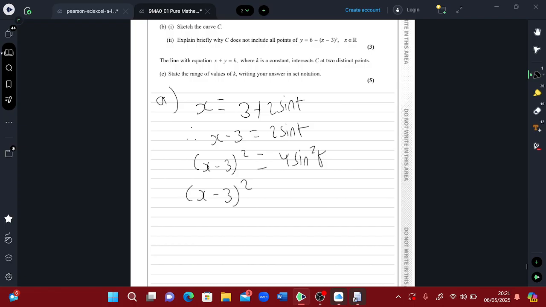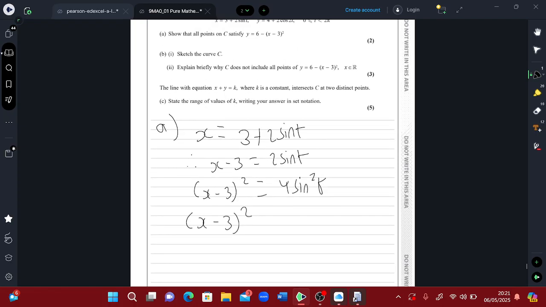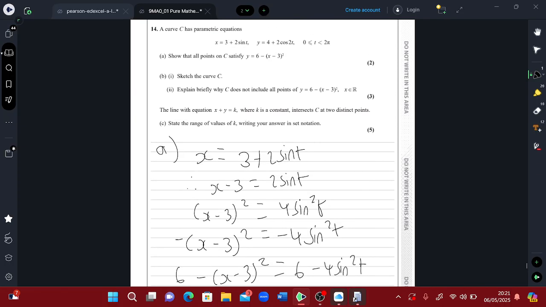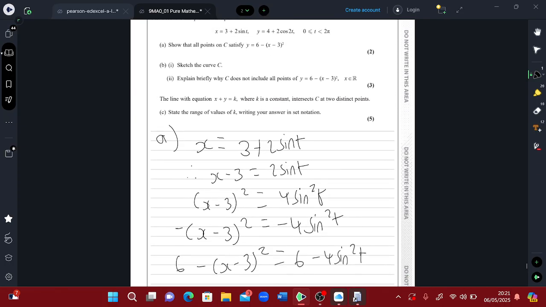Then 6 minus x minus 3 squared, because it's minus, that's going to be 6 minus 4 sine squared t. Now, this apparently is supposed to be y, but it doesn't look in the same form. Instead of 6 minus 4 sine squared, we have 4 plus 2 cos 2t. Now, notice we need a cos 2t.